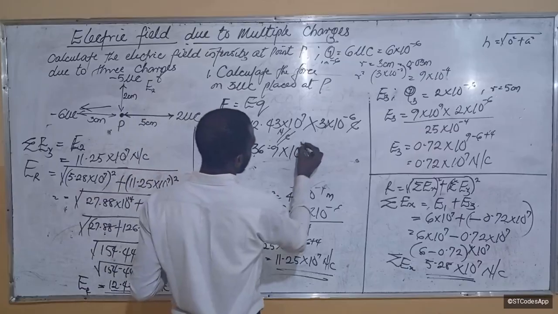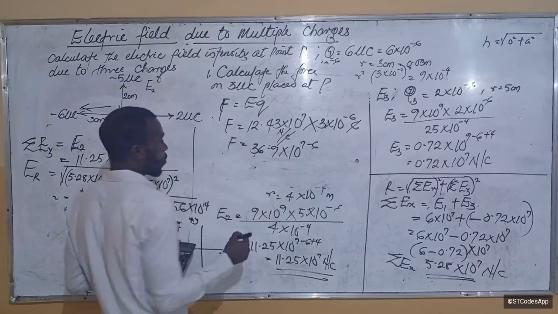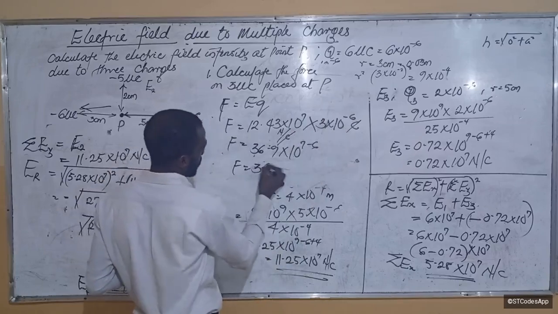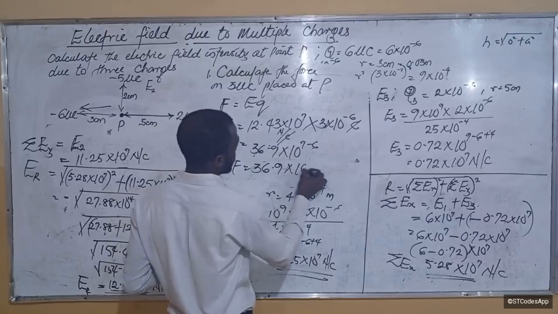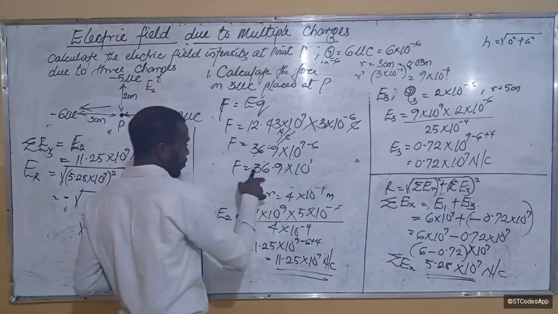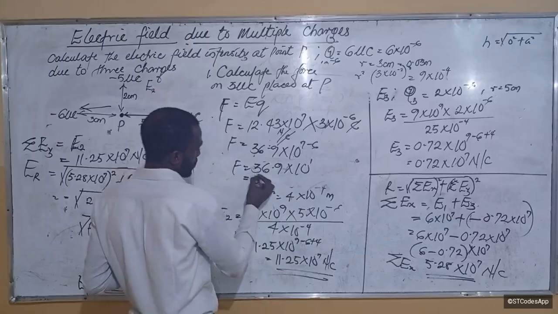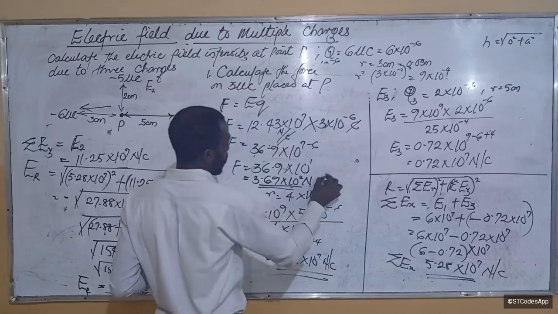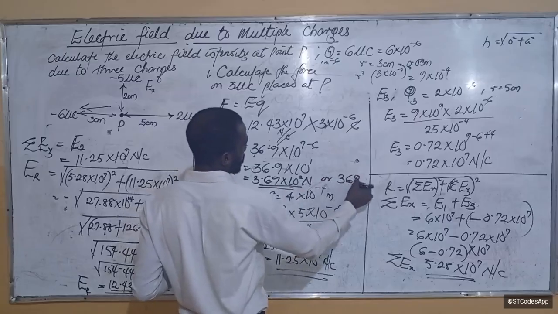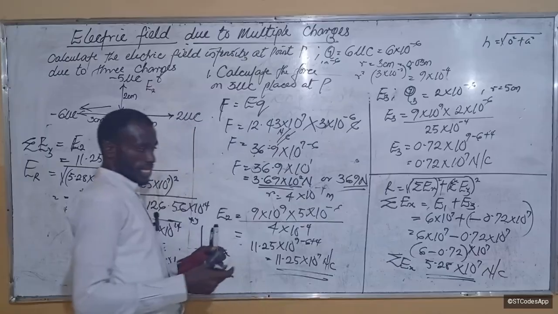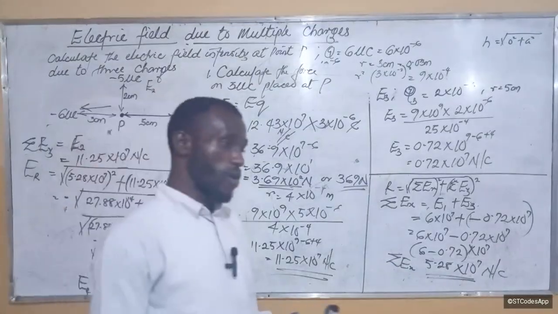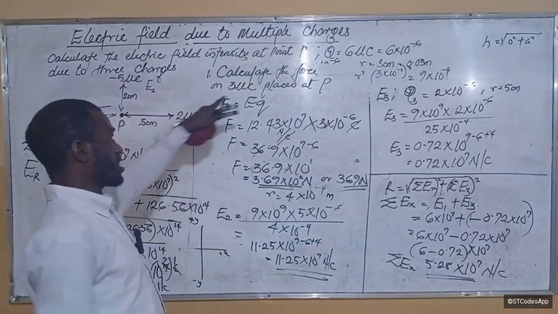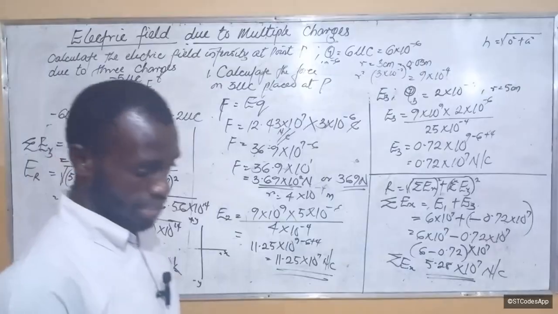36.9 times 10 to the power 7 minus 6. That will be 1, right? That's 7 plus minus 6. So F becomes 36.9 times 10 to the power 1. By the time you convert to standard form, it becomes 3.69 times 10 to the power 2 Newton, or 369 Newton. Is it clear? So that's the answer for the force that will be felt by a 3 microcoulomb charge placed at that point P.